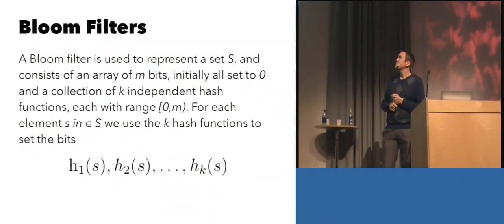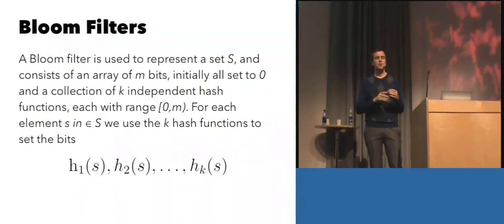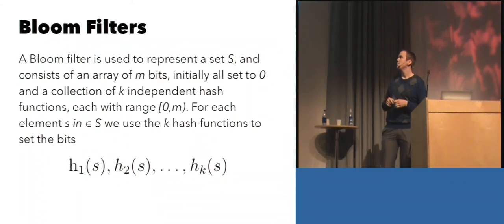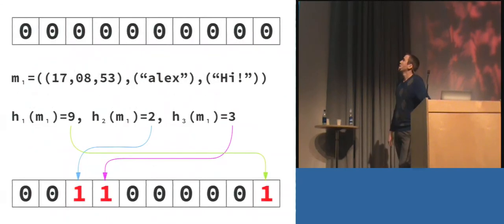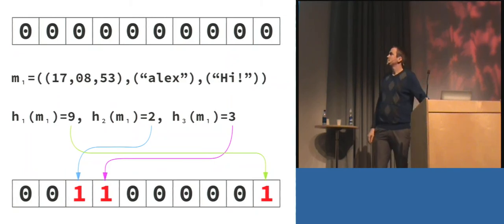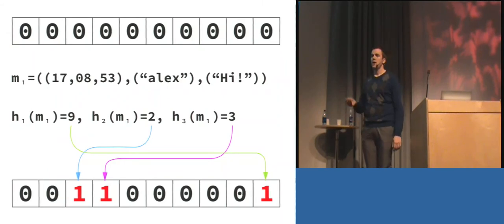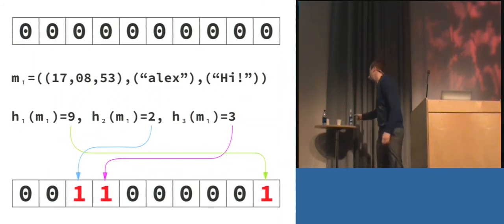You have an array of m bits, initially all set to zero, and a collection of independent hash functions. For every event, message, whatever you have in your set, you use those hash functions. They all have range 0 to m exclusive, so you've basically set the bits corresponding to the message. So we start with our empty Bloom filter. We get a message from Alex saying hi at time 17:08:53. We hash this message using three hash functions, getting 9, 2, and 3, and we just set those indices to 1.